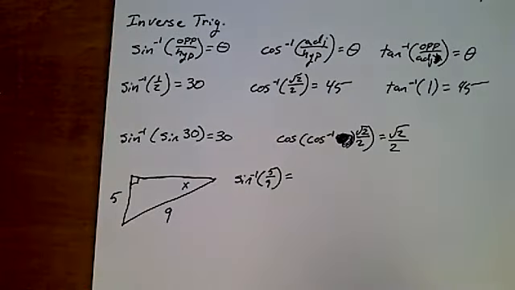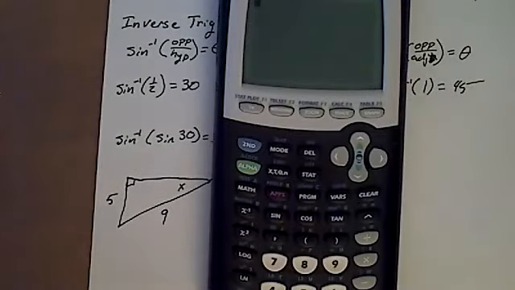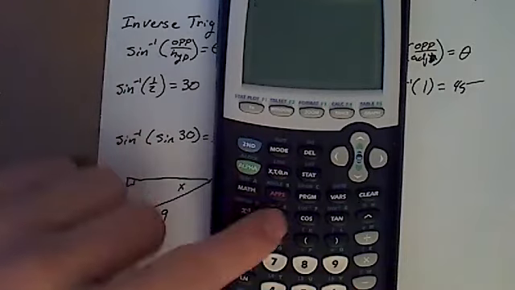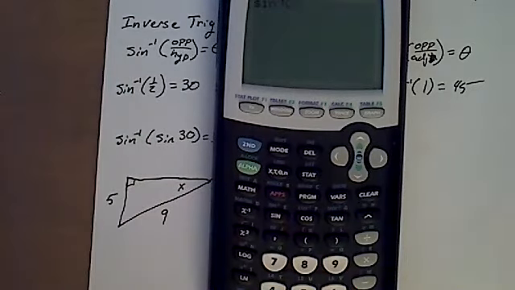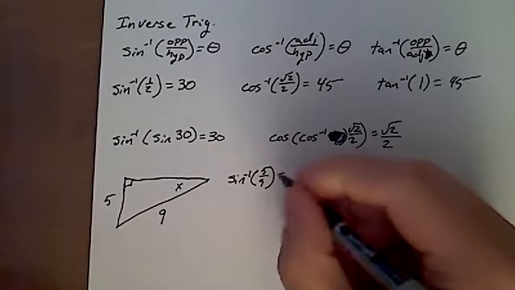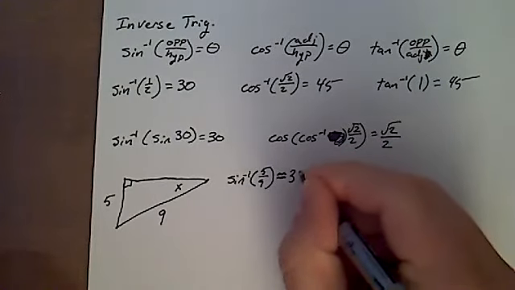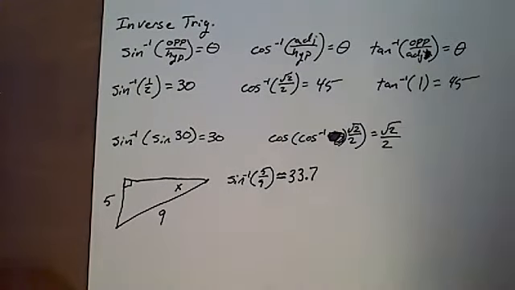Now, if you're just using the Google calculator, I don't know that it has sine inverse. It might. I know that Desmos does. If you're using a calculator like mine, you press second sine, and that gives you the sine inverse. So sine inverse of 5/9, and we get about 33.7.